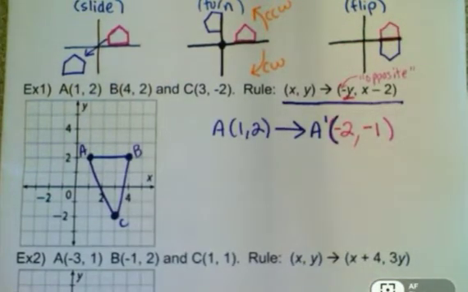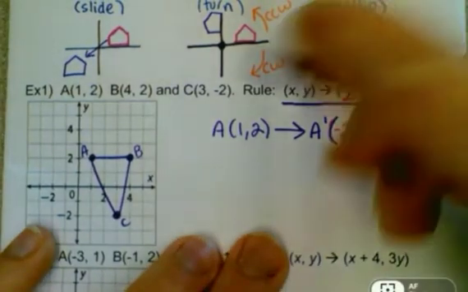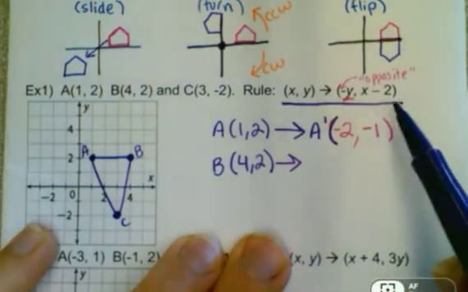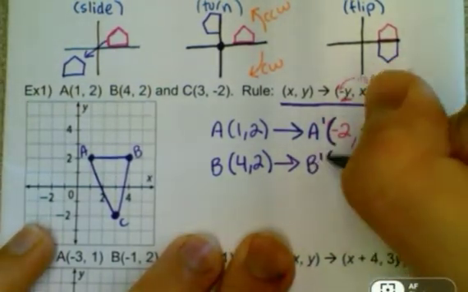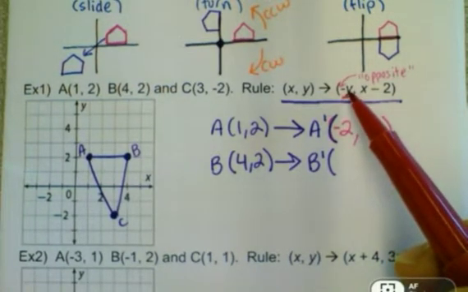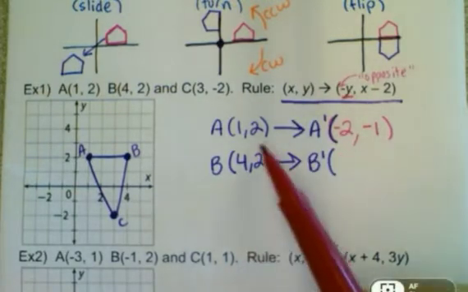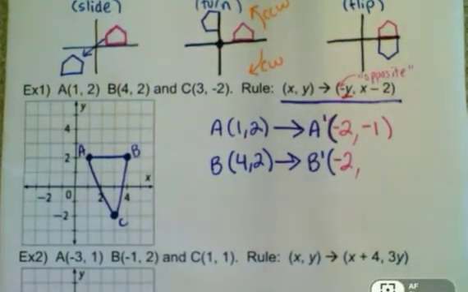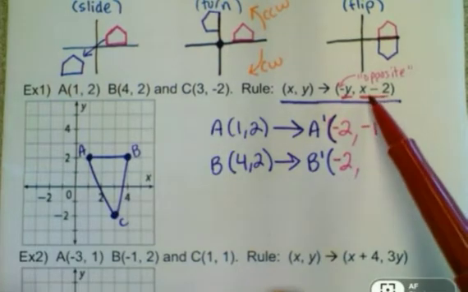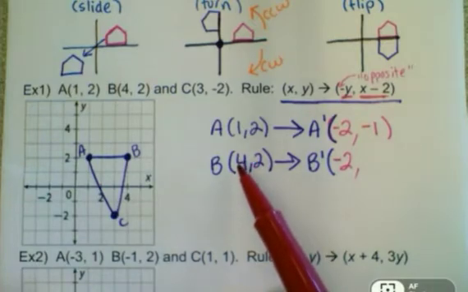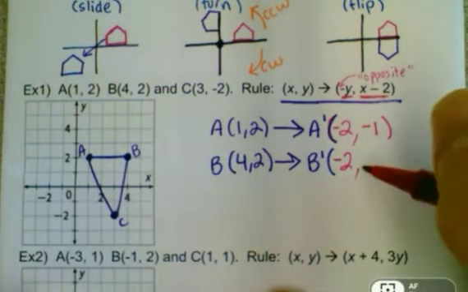And I know that's a little confusing, so let's try it again with another point. So we're going to use B. B is 4, 2, and we're going to apply this rule. So it's going to become B prime. And in the x position of my new point, I need to put the opposite of the y value of my original point. So I'm going to go to my original point. There's my y value, 2, and I'm going to do the opposite, negative 2. The y value of my new point is going to be x minus 2 from my original point. So I take my original x value, which is 4, and subtract 2, right? x minus 2. 4 minus 2 is 2.